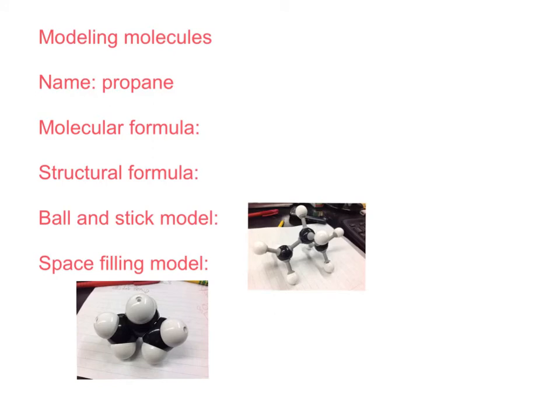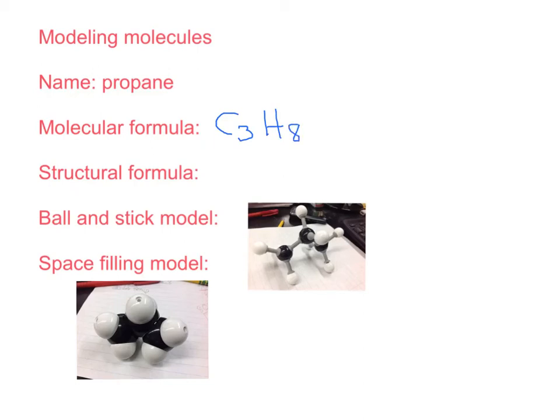Okay, the last one is how we model these things. We will play with these in class throughout this lesson, and especially for geometry, you'll see a lot of modeling. So, modeling molecules, we use different types of modeling. The first type, the name is propane, so we'll start there. The molecular formula for propane would be C3, and it's ane, so it's H8.